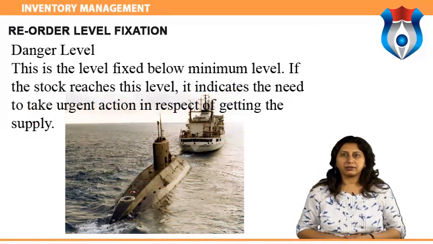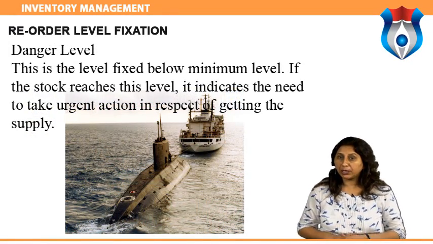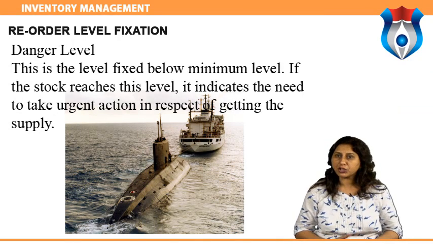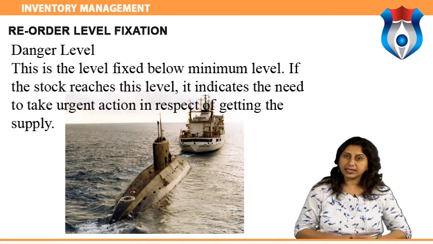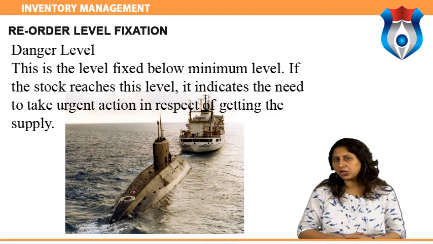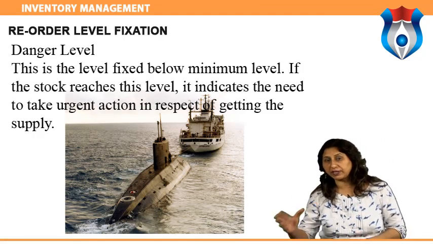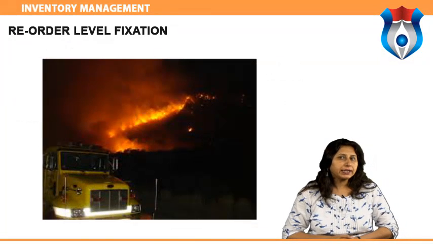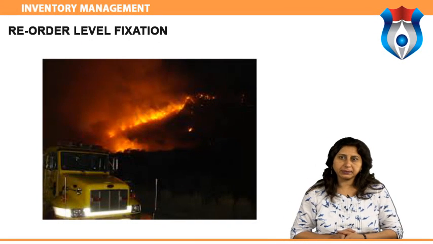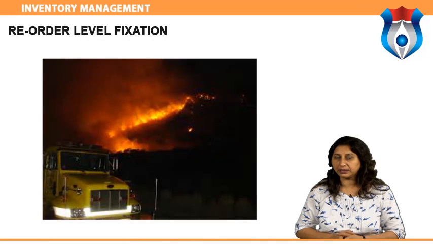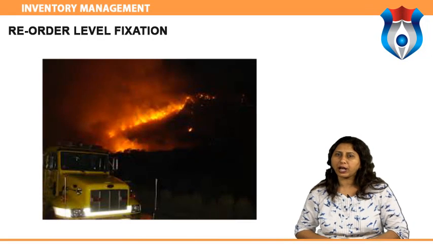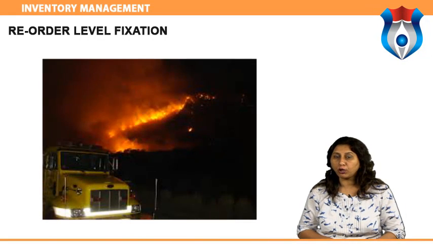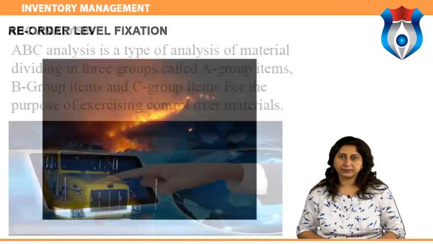Danger level. This is the level fixed below minimum level. If the stock reaches this level, it indicates the need to take urgent action in respect of getting the supply. At this stage, the company may not be able to make the purchases in a systematic manner, but may have to make rush purchases, which may involve higher purchase cost.